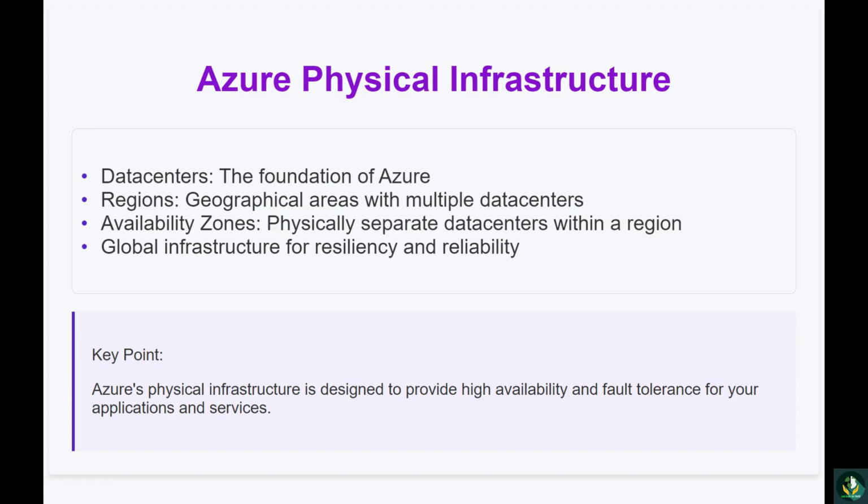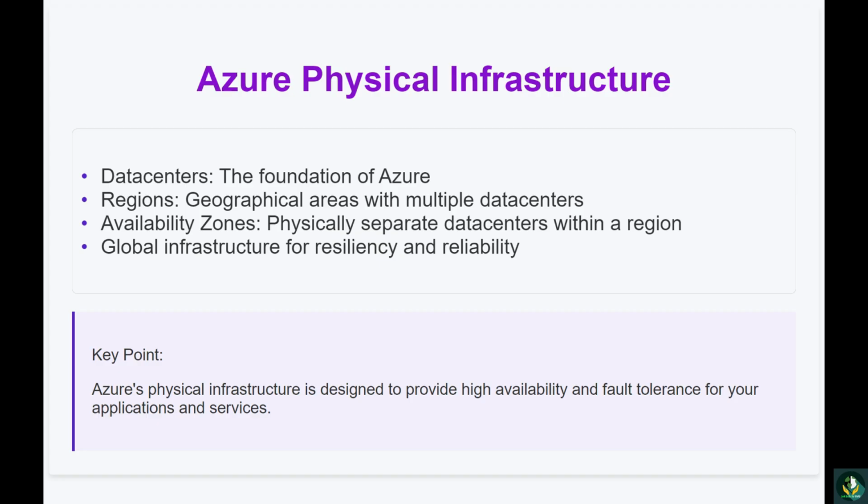These are physically separate data centers within a region, each with its own independent power, cooling, and networking infrastructure. By leveraging availability zones, you can design your applications to be highly resilient, protecting them from potential data center failures. The combination of regions and availability zones forms Azure's global infrastructure.